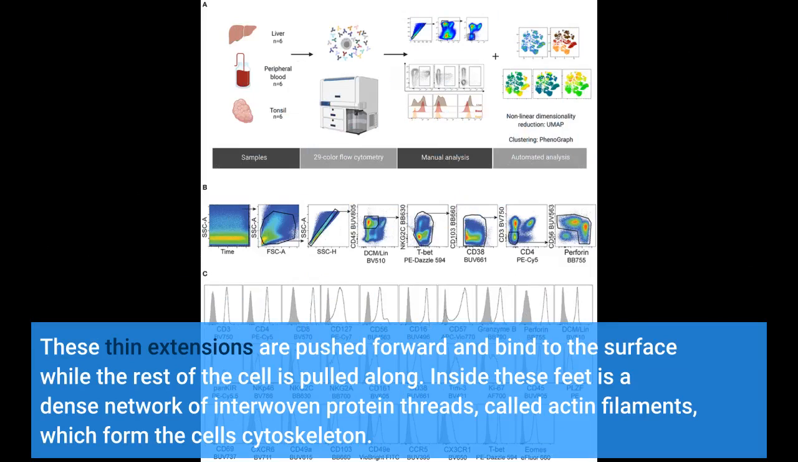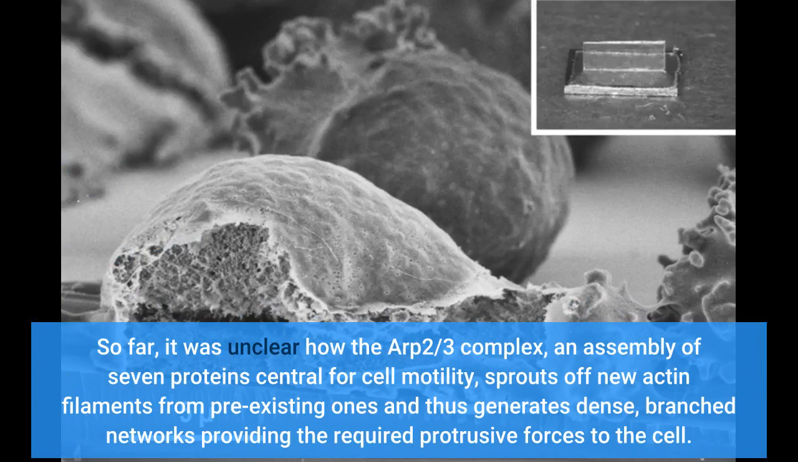Inside these feet is a dense network of interwoven protein threads, called actin filaments, which form the cell's cytoskeleton. So far, it was unclear how the ARP 2/3 complex, an assembly of 7 proteins central for cell motility, sprouts off new actin filaments from pre-existing ones and thus generates dense, branched networks providing the required protrusive forces to the cell.